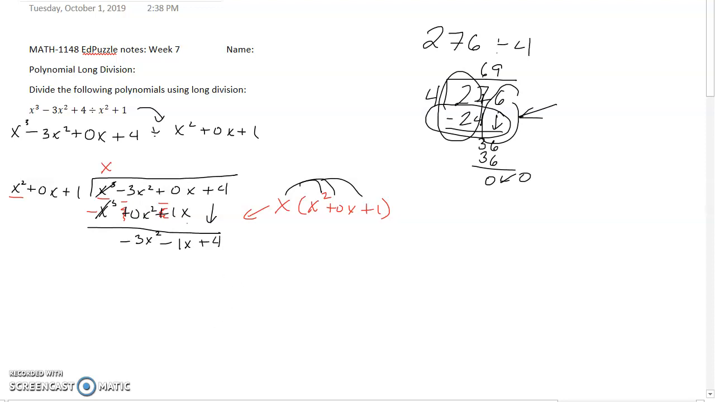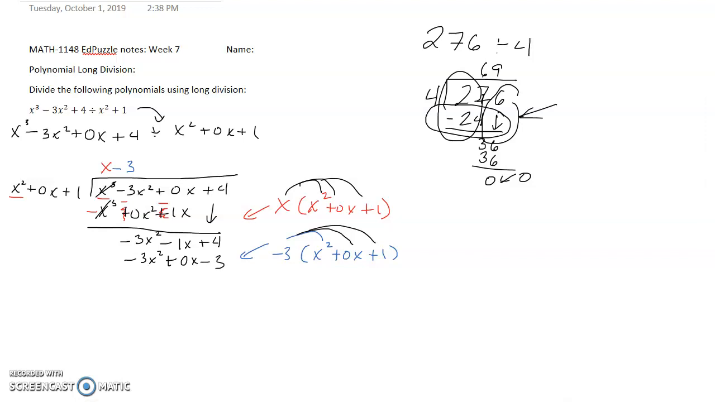Now we're going to follow the same process again. I have an x squared. I want a negative 3x squared. So what do I need to multiply to get that to be negative 3x squared? Well, we're going to bring a negative 3. Again, that's like distributing a negative 3 throughout, so it's going to be negative 3 parentheses x squared plus 0x plus 1. When we bring this in here, negative 3 times x squared is negative 3x squared. Negative 3 times 0x is still a plus 0x. And then negative 3 times positive 1 is a negative 3.